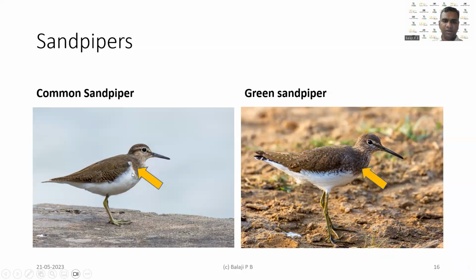So you see where the arrow is pointing. That's where in the common sandpiper a peak-shaped form is made by the wing, which is absent in the green sandpiper. That's how you tell both apart.